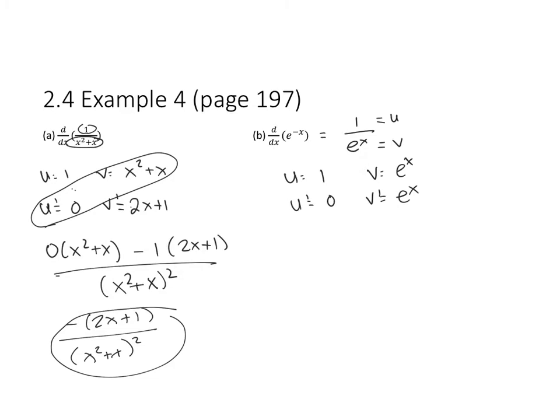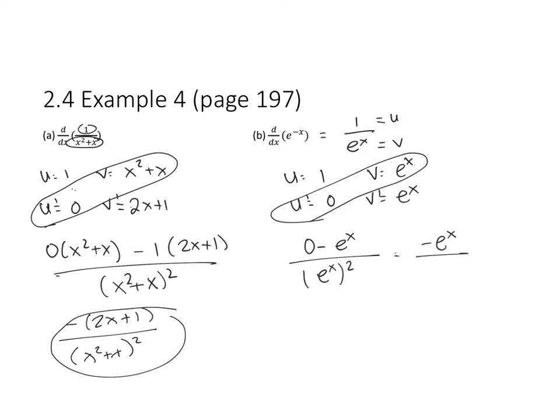And then I do u prime times v. So 0 times e to the x is 0 minus e to the x over e to the x squared. So negative e to the x over e to the x squared. I could rewrite that as negative e to the x over e to the 2x, because e to the x squared is e to the 2x. I multiply my exponents together.